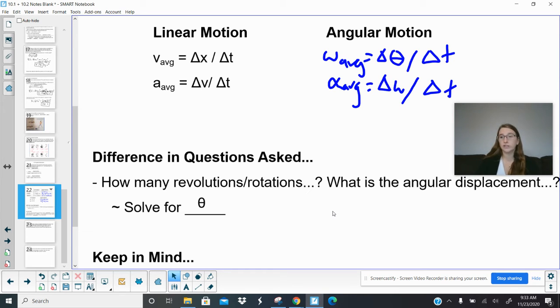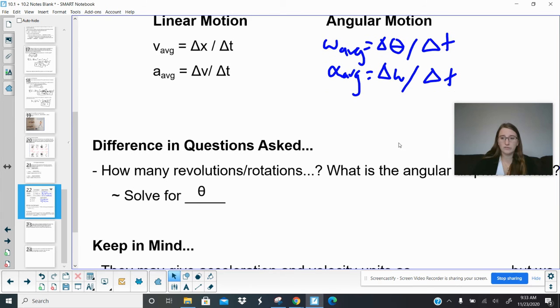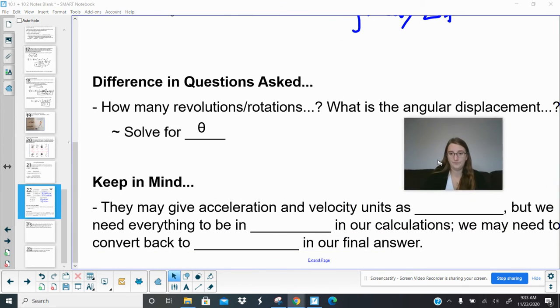They're not necessarily going to say, what is the position? What is the distance traveled? That would be different. If they say angular displacement or revolutions, rotations, this is theta. It is possible they could ask a question like, what is the distance traveled? But it would be more like the circumference, how long the circumference is, and how many times it's traveled based on that. So if they say how many revolutions, rotations, we're solving for theta.